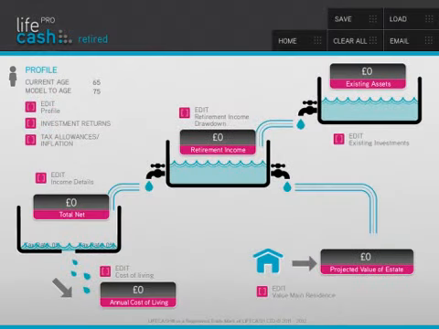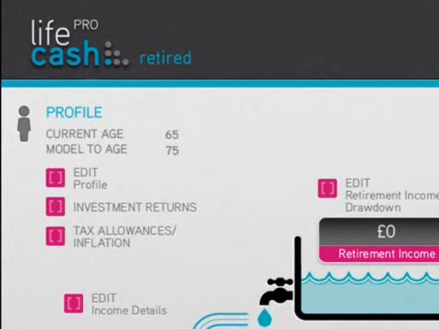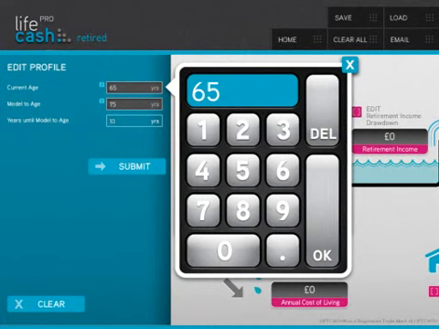First, set the client profile in the Retired app. Enter the client's current age, tap Edit Profile. A slider now appears. Enter the client's age, tap OK. Now set Model to Age. In Model to Age, set the age at which the client has chosen to define as the point in which they will be reducing their spending. Typically, when they've had most of their expensive long-haul holidays, cruises, etc., and have chosen to spend more time at home and nearer to home. Enter the agreed age, tap OK, then tap Submit.